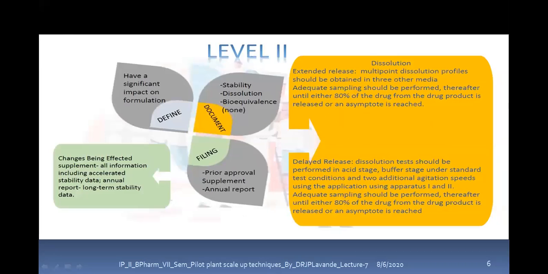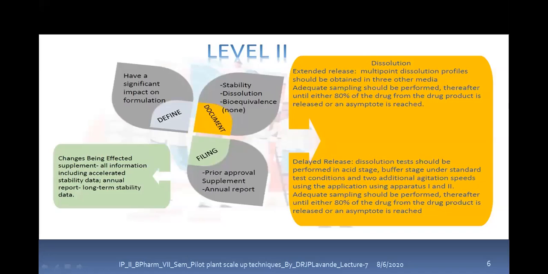When it is level 2, it is clearly defined that it will have a significant impact on the formulation. In this case, the documentation needed is in the form of stability, dissolution, and bioequivalence. Again, bioequivalence documentation is not needed in case of level 2. For dissolution of extended release, multi-point dissolution profiles should be obtained in 3 other media, and adequate sampling should be performed thereafter until either 80% of the drug from the drug product is released or an asymptote is reached.